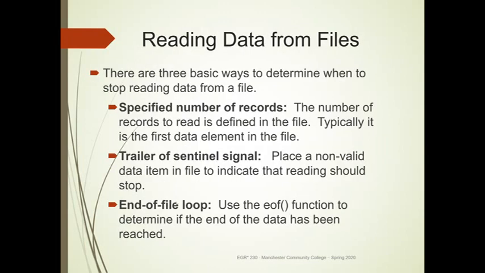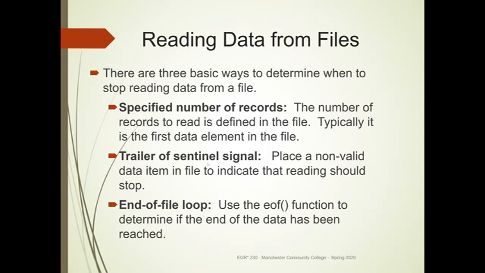Close the object. Okay. Now, there are 3 basic ways of reading data from the file. This one was a specified number of records. We had a number at the beginning, and the first thing you read in was the number of records, right? You read that in, and then you used that to determine how many lines or how many records in the file you're going to read.